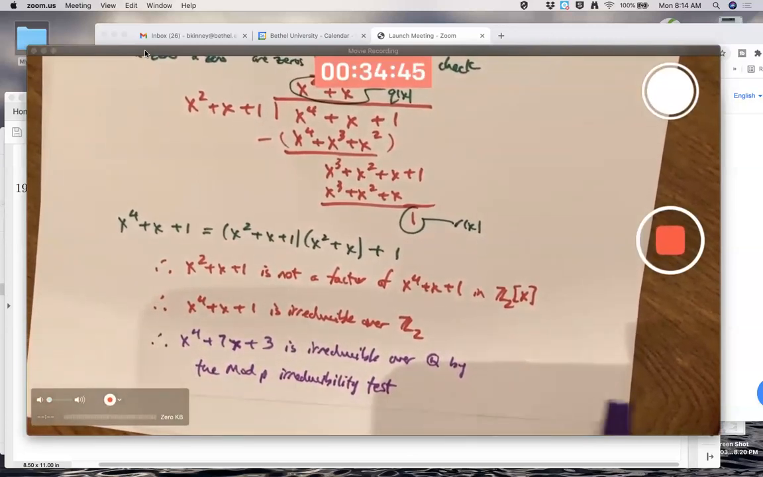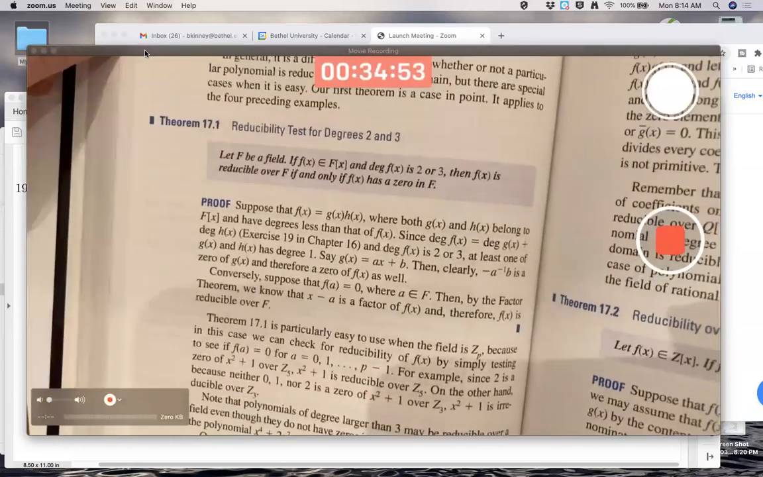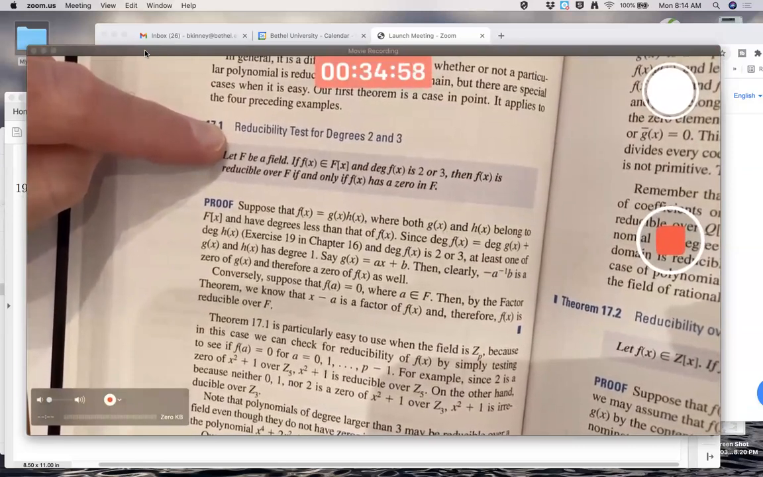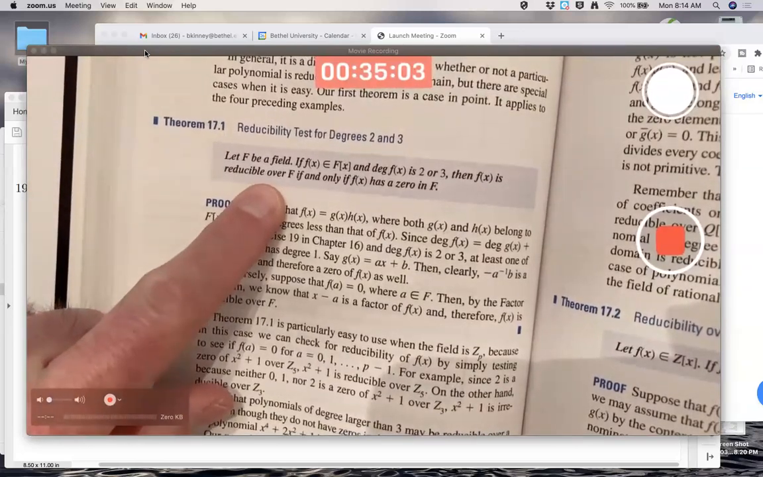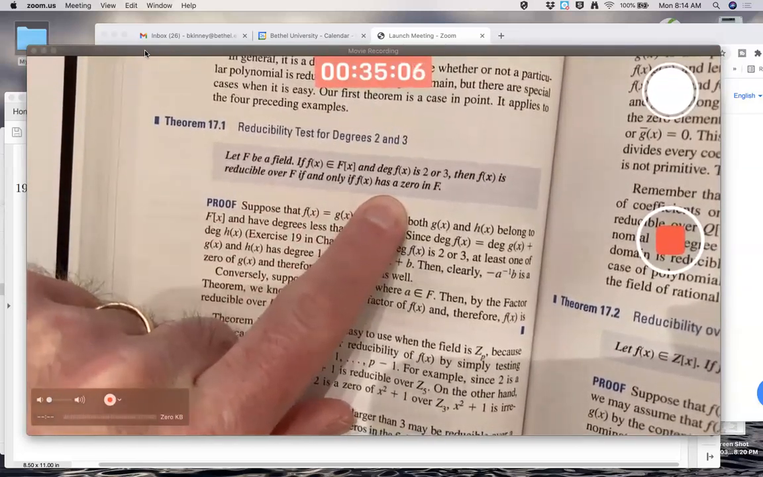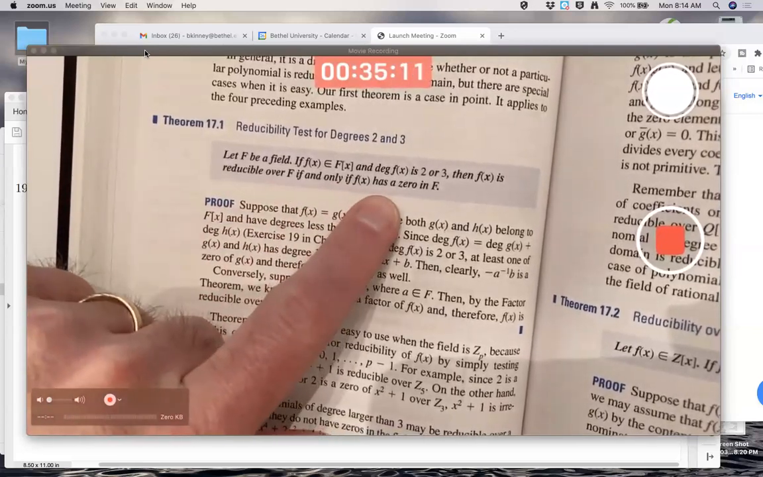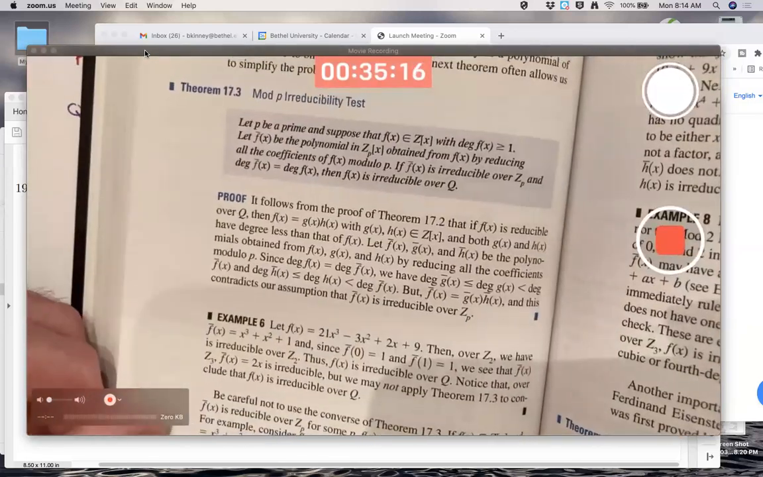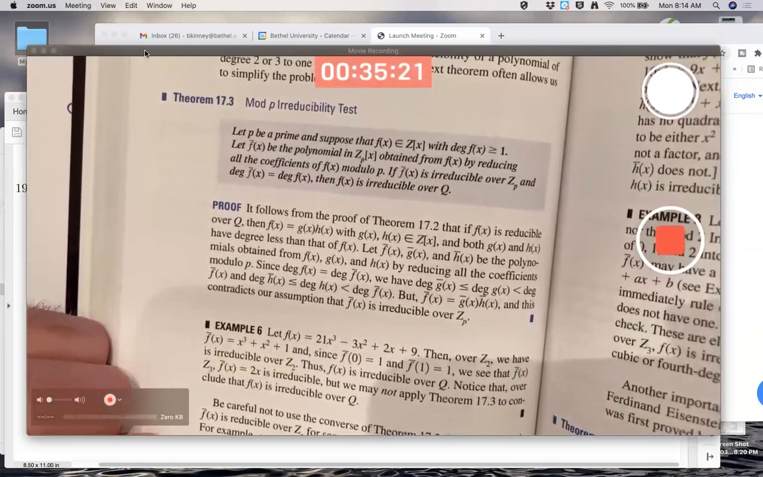Which was the goal of the problem. Whereas this test, even though it's described as a reducibility test, could also be described as an irreducibility test. Remember, it's reducible over F if and only if it's got a 0 in F, which is equivalent to saying it's irreducible over F if and only if it does not have a 0 in F, in the case where the degree of F is 2 or 3. This test is only an irreducibility test. You cannot use this to prove something is reducible.